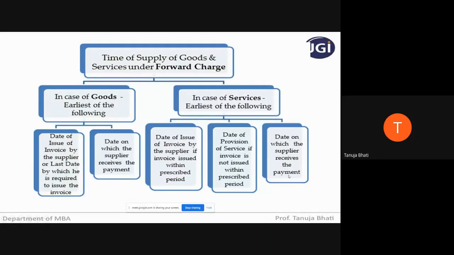Now when I say receives the payment, it means either the date on which the payment is credited in the bank account or the date on which the supplier is recording such payment received in his books of account. Whichever is earlier will be the date of payment.